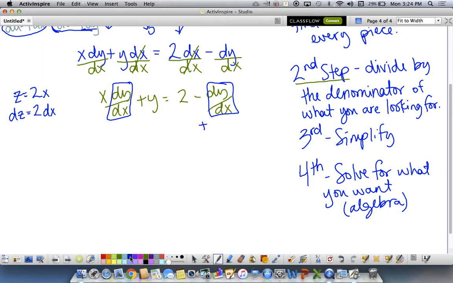Now, I'm going to add dy dx to both sides. So that's going to cancel that out. Plus dy dx. Okay, what about this y and that 2?